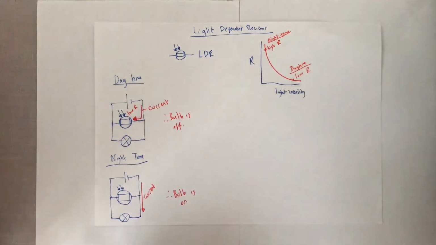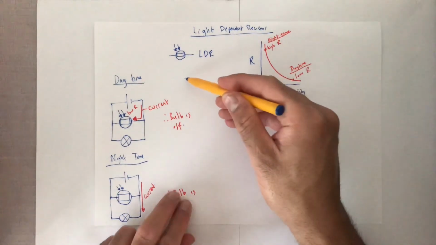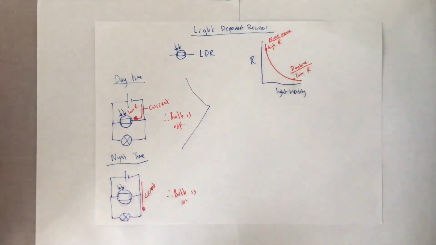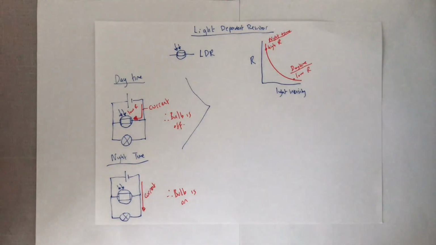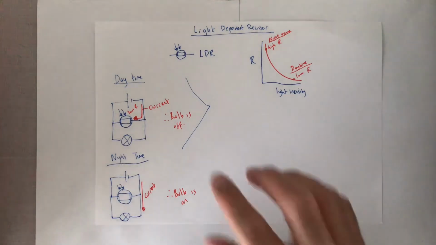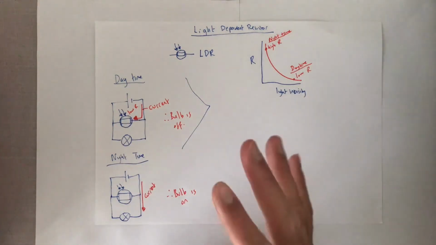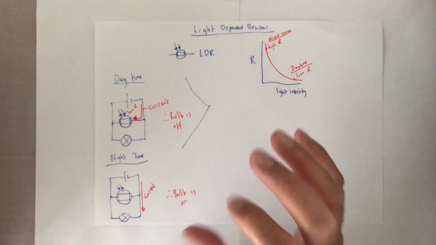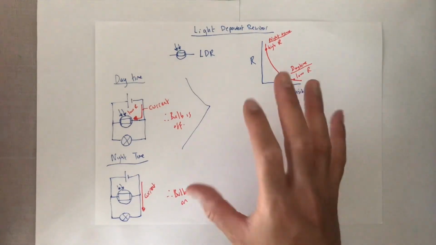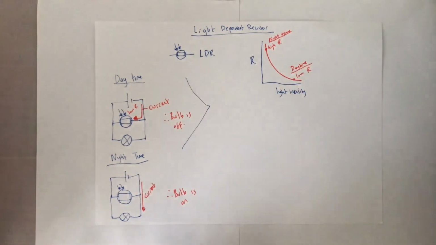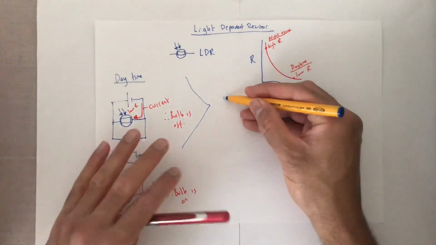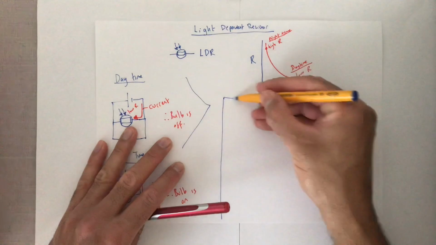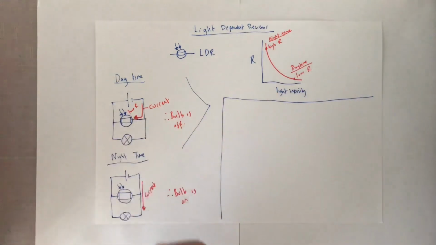There still might be current running through this bulb. However, it doesn't actually turn it on because there might be an LED light inside here, which means that it's not going to turn on because LEDs only turn on at a threshold voltage. In part 2 of the video, I'm going to explain what LEDs are because LEDs do link in with this theory about the LDR.